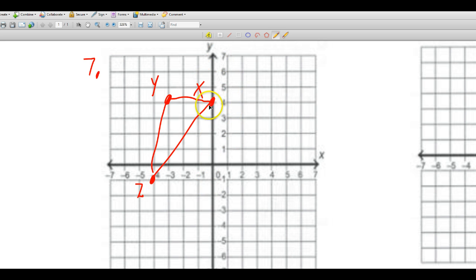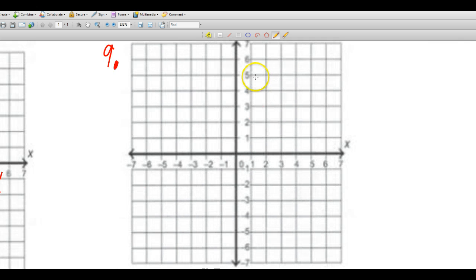We want to reflect this in our y-axis, so our vertical axis. So X prime would end up where it's at, since it's on the line of reflection. Y prime, since it's 3 to the left, then we want to go 3 to the right of our reflection line. And Z is 4 to the left, so we want to go 4 to the right of the y-axis. And then we can just connect our vertices like so.